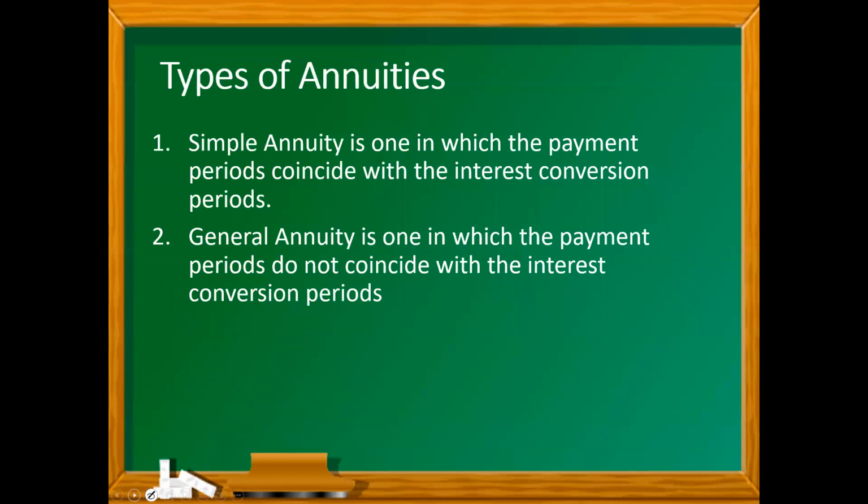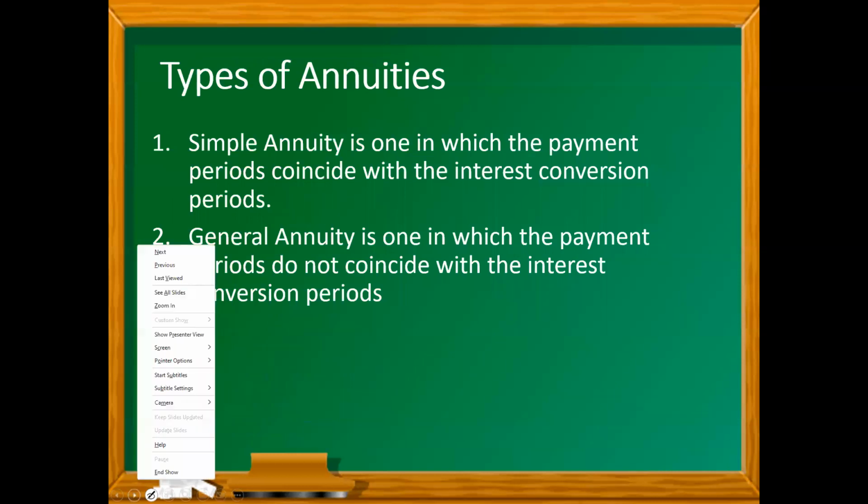There are two types of annuities. Basically, they are simple and general annuity. When we say simple, it's one in which the payment periods coincide with the interest conversion periods, while a general annuity is one in which the payment periods do not coincide with the interest conversion periods.